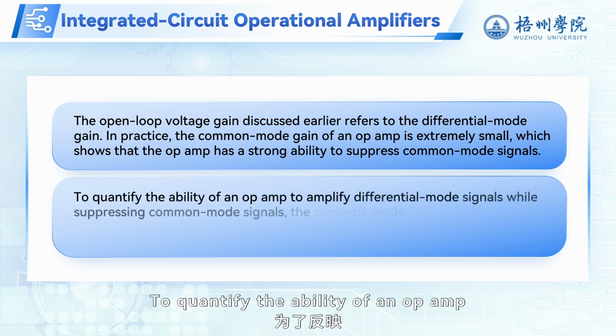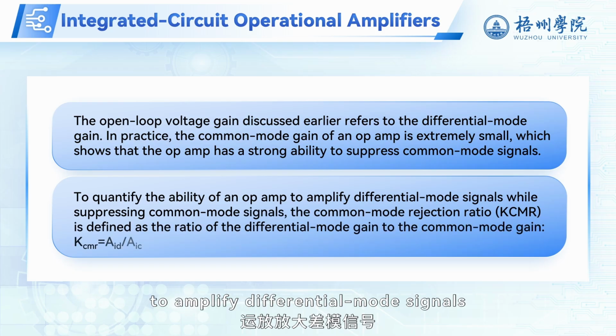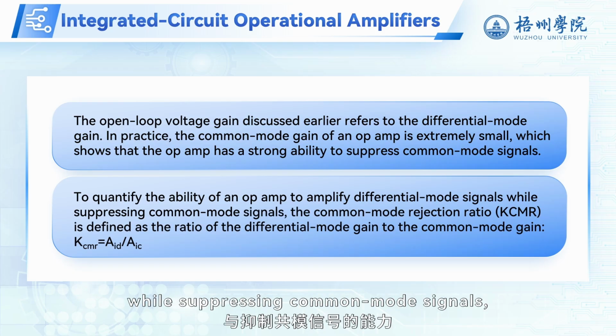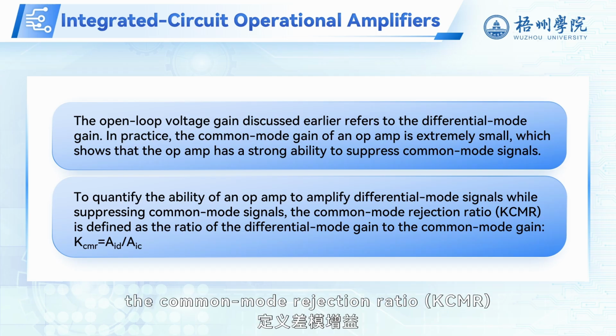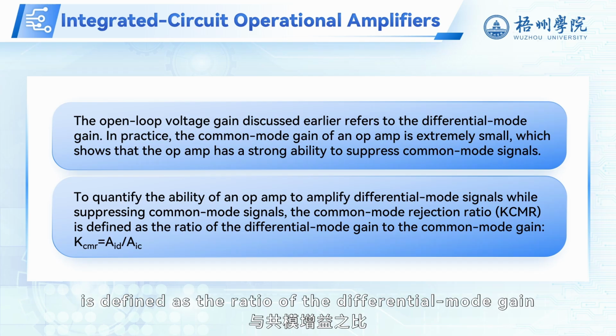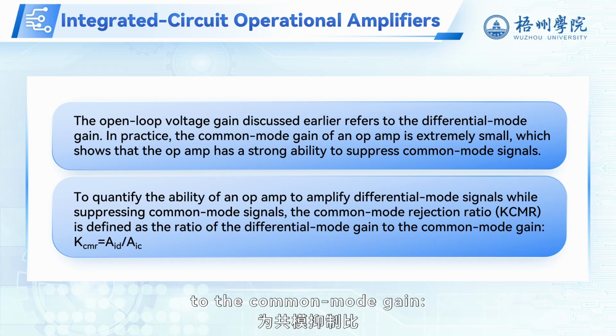To quantify the ability of an op-amp to amplify differential mode signals while suppressing common mode signals, the common mode rejection ratio, K sub CMR, is defined as the ratio of the differential mode gain to the common mode gain. K sub CMR equals A sub ID over A sub IC.